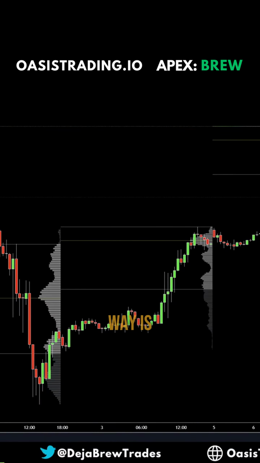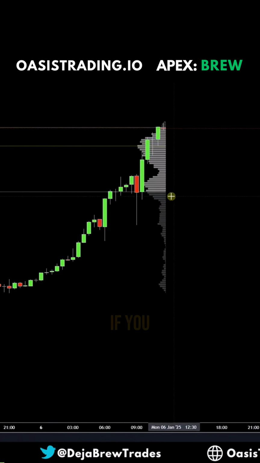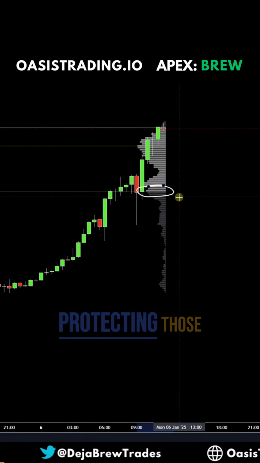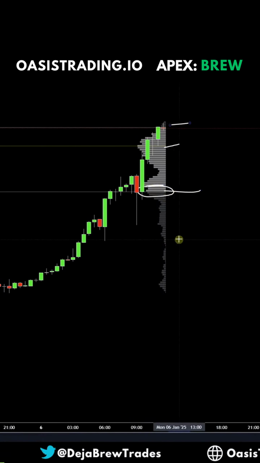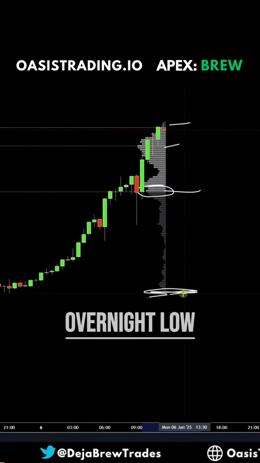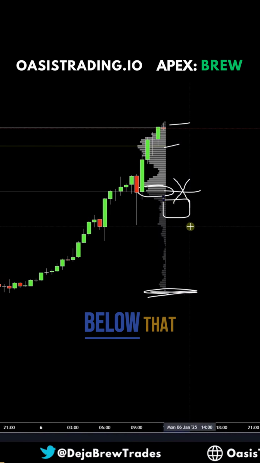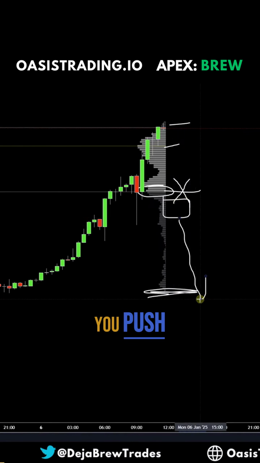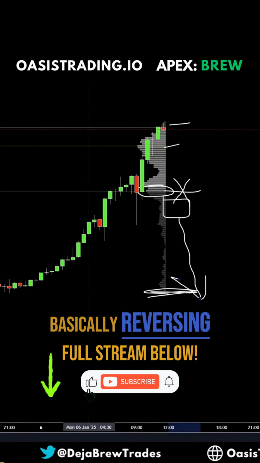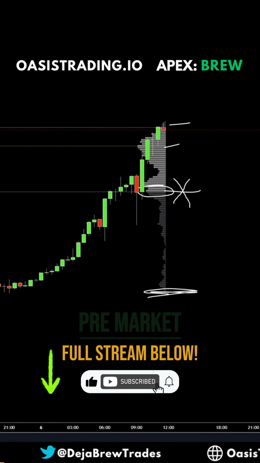The other way is an overnight fade. If you start to trade below that value low, the buyers are not protecting those upper levels. You look for the overnight low to be tested. So the value area low is lost. Value begins to build below that value low, and then you push down to that overnight low, basically reversing the entire pre-market trend.